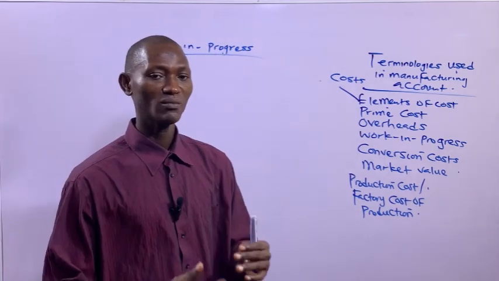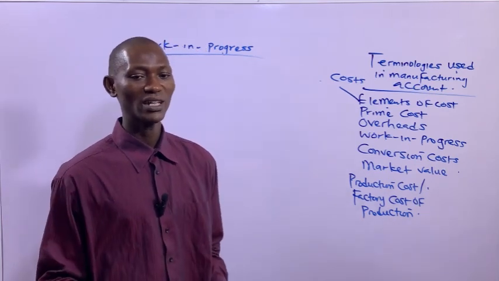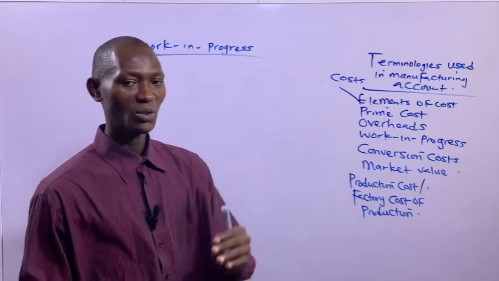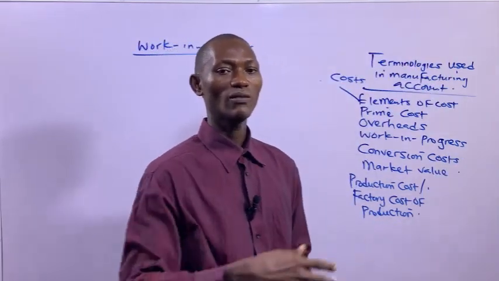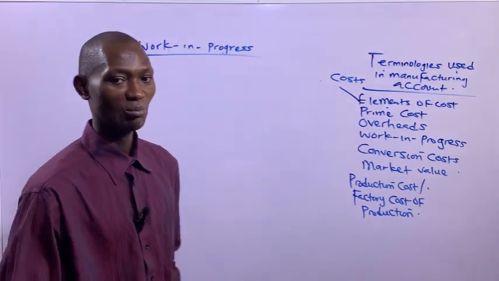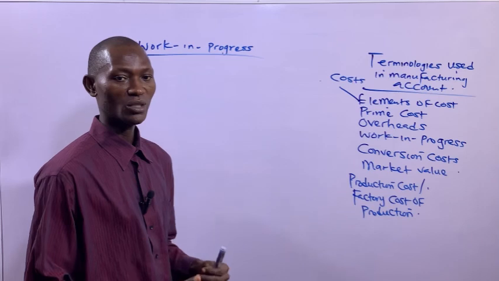That means at the end of the accounting period, which is usually 12 months, they will always have that. And when they have that at the end of the period, they will carry it forward for the next accounting period. So every manufacturing concern will always have work in progress.